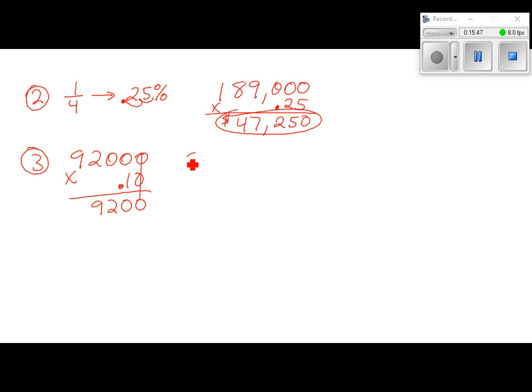Then you take that 92,000 and you subtract off the 9,200 for the down payment, and that's going to tell you how much she actually has to finance, how much she has to take out for a loan, and it comes out to be $82,800. That's the answer.